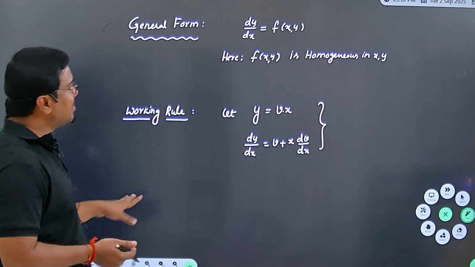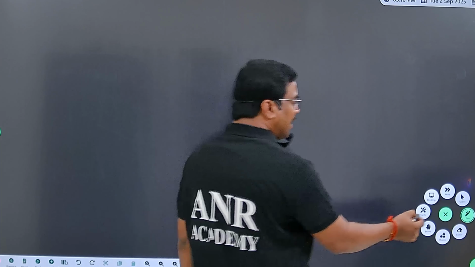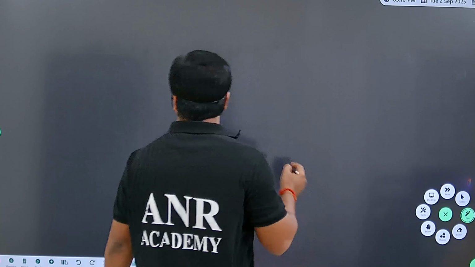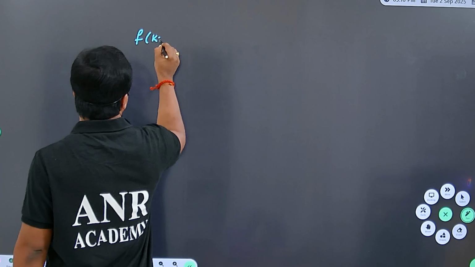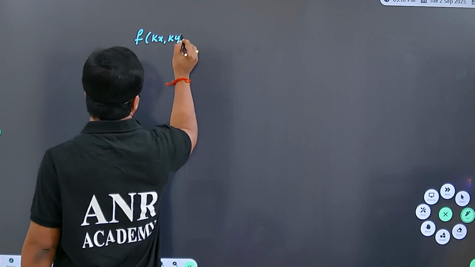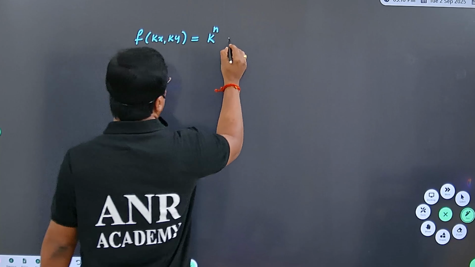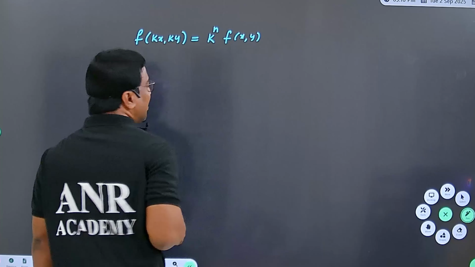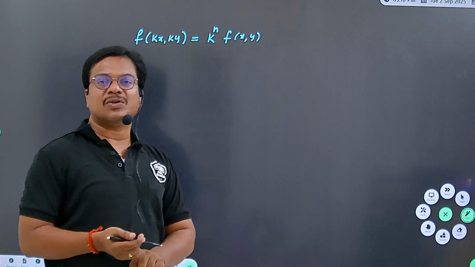Let us discuss first what is a homogeneous function in x comma y. The definition of a homogeneous function: suppose f of kx comma ky is equal to k power n f of x comma y, then we can say that the function f of x comma y is homogeneous.